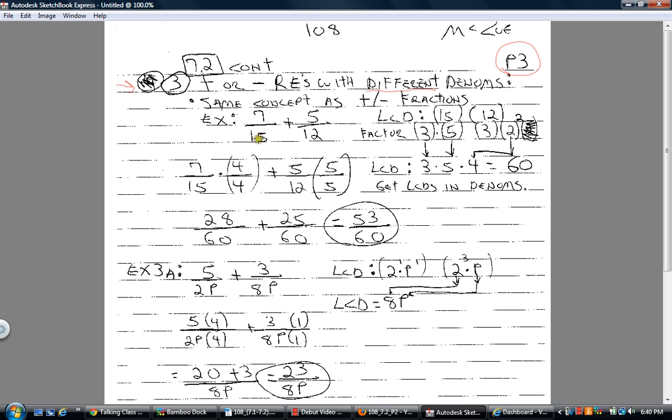What's 15 times 2? 30. Does 12 go into 30? No. What's 15 times 3? 45. Does 12 go into 45 evenly? No. What's 15 times 4? 60. Does 12 go into 60? The answer is yes. How do I know that?